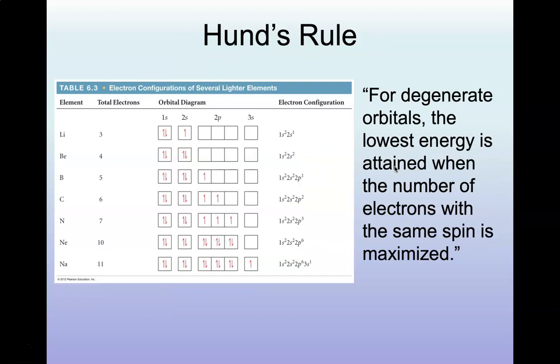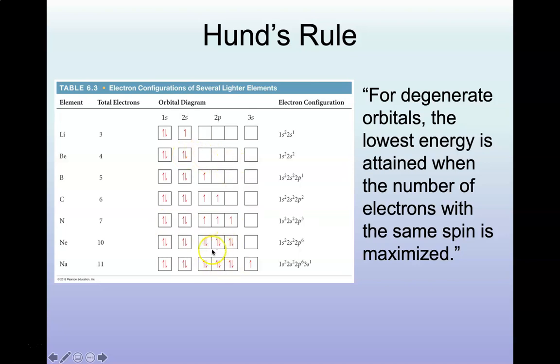Hund's rule says that we fill the lowest energy first. What that means is we fill from bottom to top, from lowest energy level to highest energy level. And we will fill a box like 2s before we go up and add an electron to 2p.